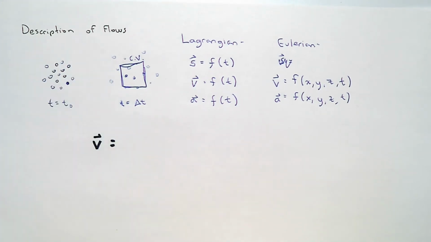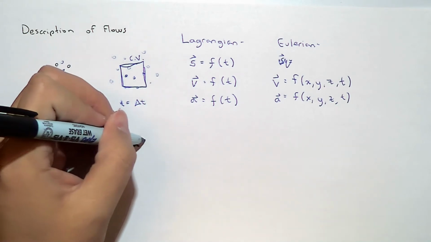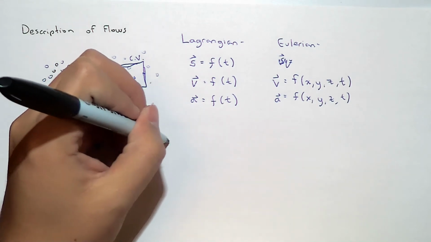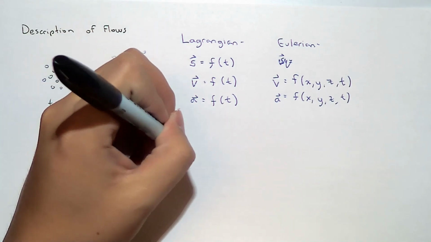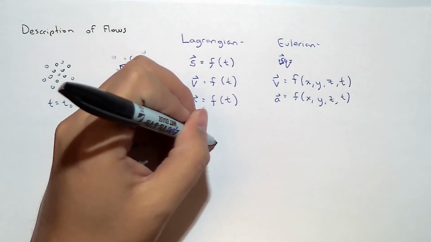In fluid mechanics, if we're studying a fluid in the x, y, z plane, then the velocity vector will have components in the x, y, and z directions. The component in the x direction is usually called u. The component in the y direction is usually called v. The component in the z direction is usually called w.